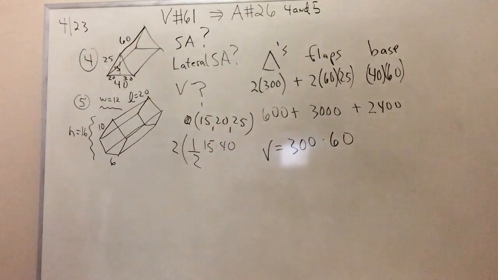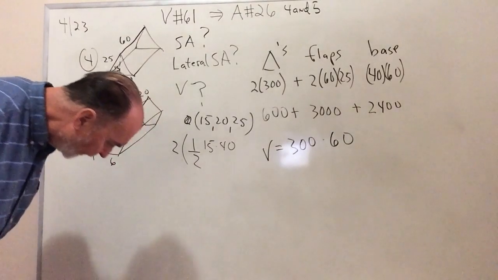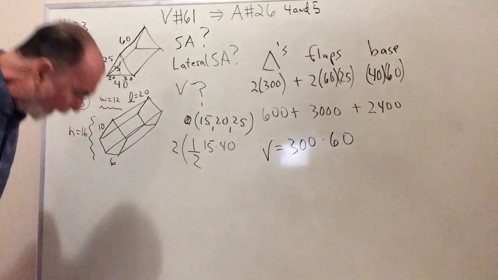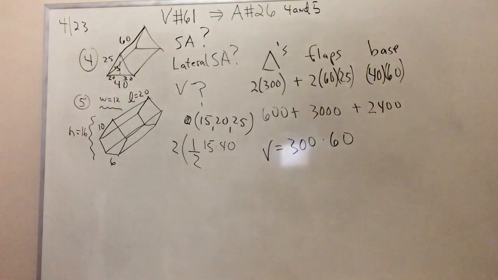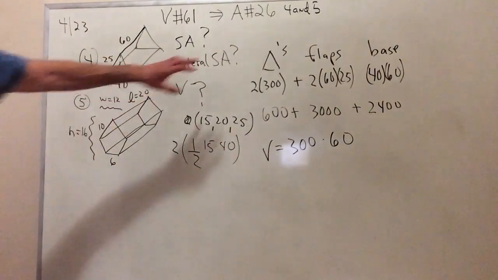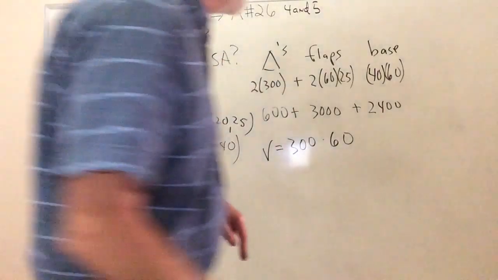Okay, and there are 2 of those, and let's make sure. I'm going to look at my notes here. There might be a little mistake in here. 15 times 40 is 300, and so this is going to be 2 times that. It's okay. Okay, so that's how I got that. You can do the math out there. So there's the surface area of the 2 triangles, which is 2 times 300.